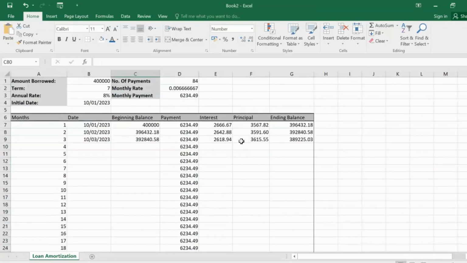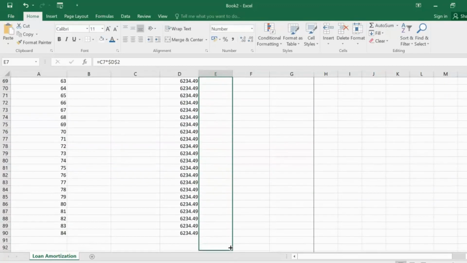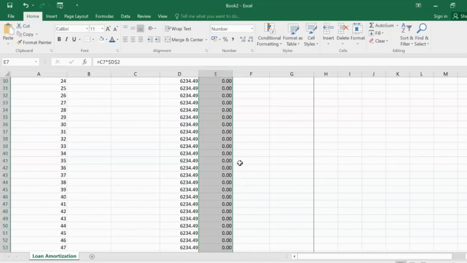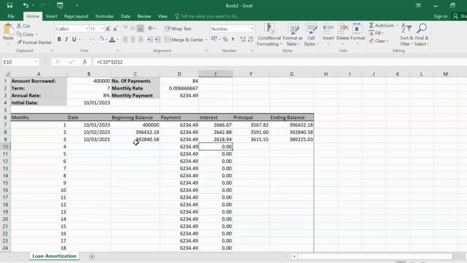Another place we are going to lock the cell reference is the interest. So we will lock D2 because our interest is constant. We will lock it so that the cells can have the absolute reference. So there you have it. Then you're going to drag it as well to month 84. The reason it's 0 is because we still don't have a balance here. So it's like multiplying everything by 0. So it will bring 0.